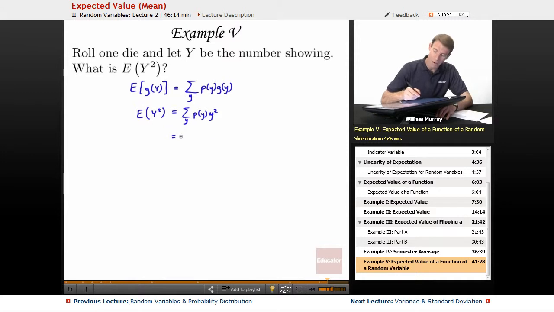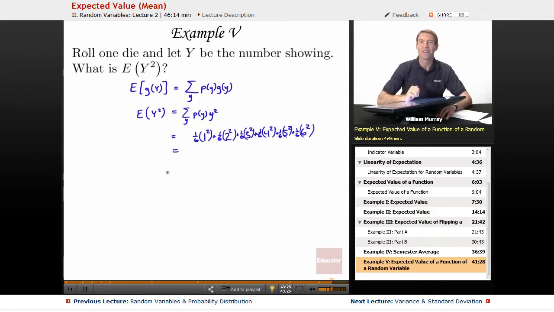So let's go ahead and think about all the possible values you could have. The possible values when you roll a die are 1, 2, 3, 4, 5, and 6. But if we run each one through the function, that means we square each one. Let me go ahead and square each one here. And then we put a probability on each one. So 1/6 times 1 squared plus 1/6 times 2 squared plus 1/6 times 3 squared, and so on, plus 1/6 times 6 squared.